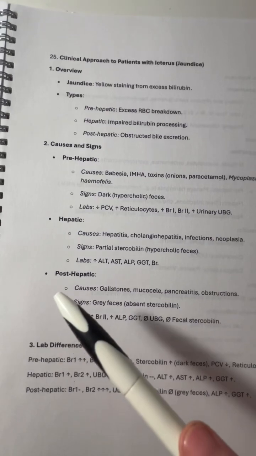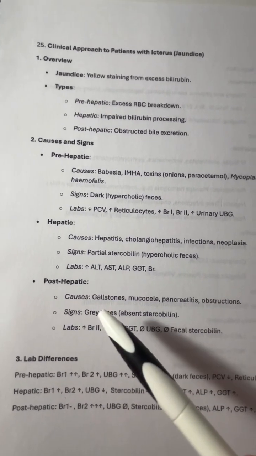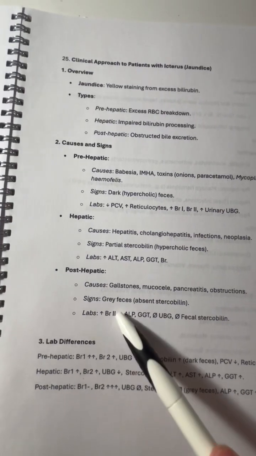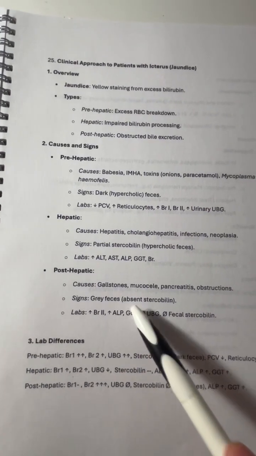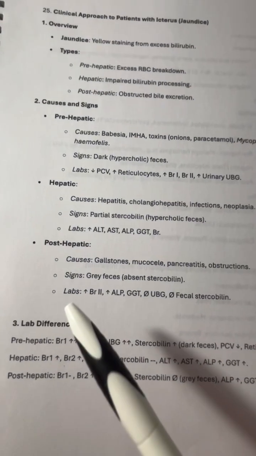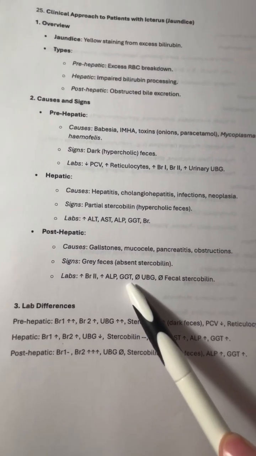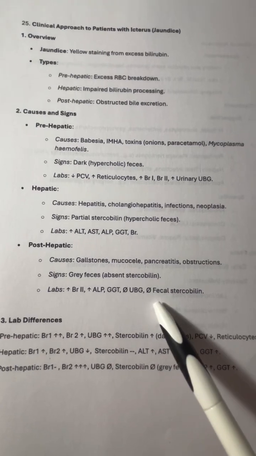In the case of posthepatic icterus, the causes are gallstones, pancreatitis, and obstructions. In the signs we can see grey feces. This is due to absence of stercobilin. Lab findings: we can see an increase of bilirubin 2, an increase of ALP, an increase of GGT. We see no urobilinogen and no fecal stercobilin.